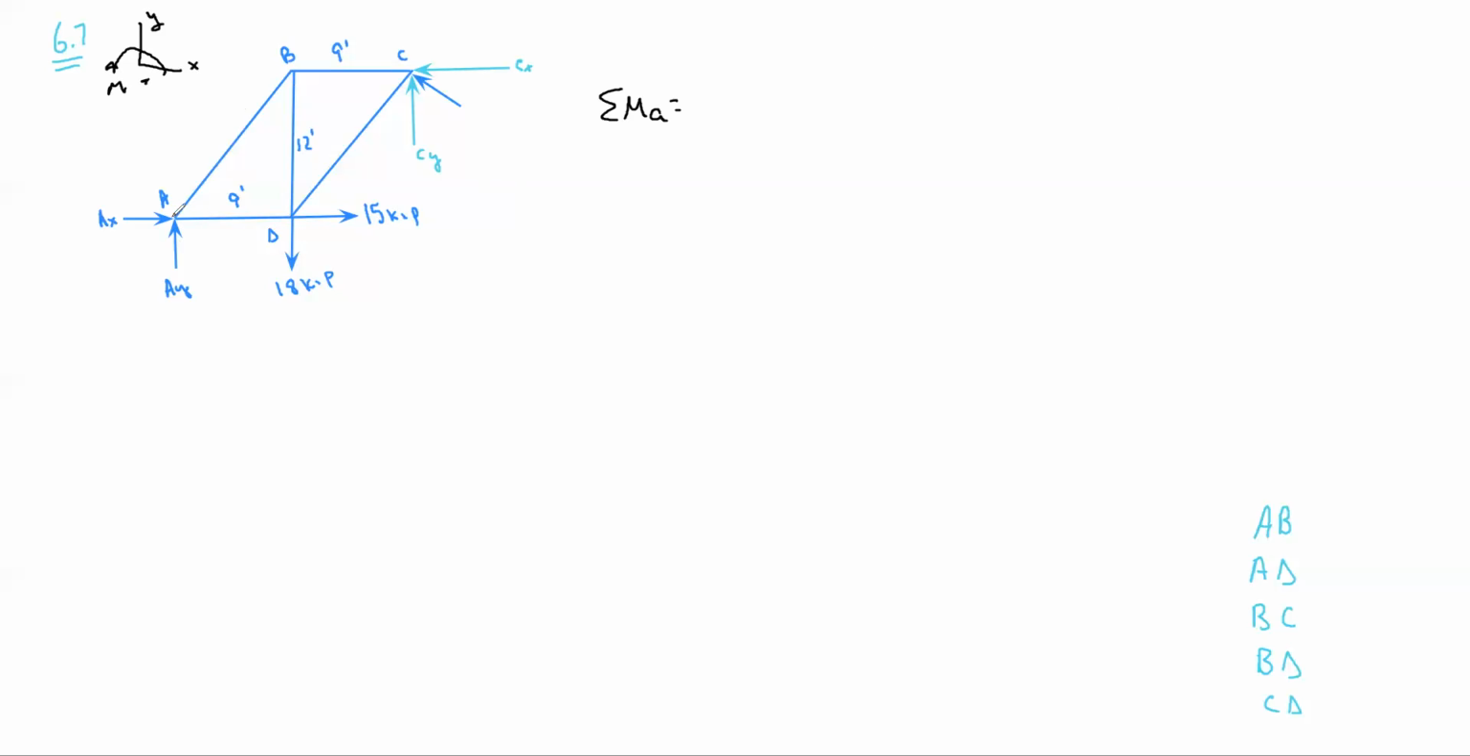The perpendicular distance between point A, which is where we're taking our moment, and where the force is being applied is 9. So 18 kips times 9 feet, and that's a player. 15 kips is not a player. The line of action is through point A, so the perpendicular distance would be 0. CY is a player. The perpendicular distance between CY, where the force is being applied, and our point of rotation is 9 plus 9, which is 18 feet.